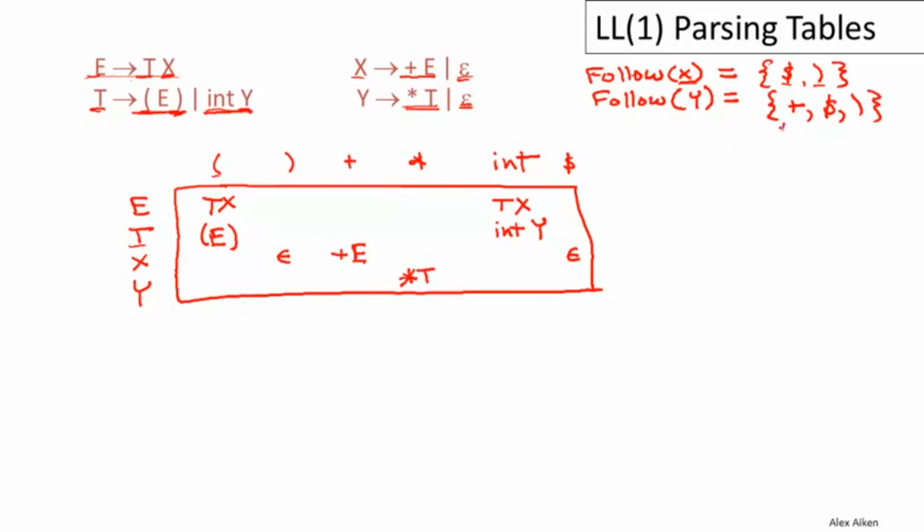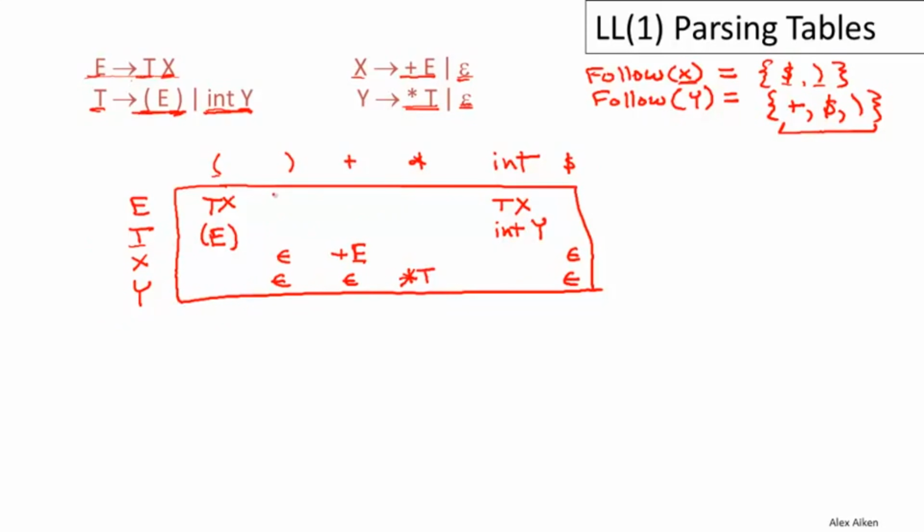And then similarly for Y goes to epsilon, there are three terminals in the follow of Y, and we should use Y goes to epsilon if they are the next thing in the input. So if we see a plus and we're trying to expand Y, we'll use Y goes to epsilon. If we see a closed paren and we're trying to expand Y, we'll use Y goes to epsilon. And finally, if we're completely out of input and we still have a Y left over, we'll use Y goes to epsilon. And that is the complete parsing table.